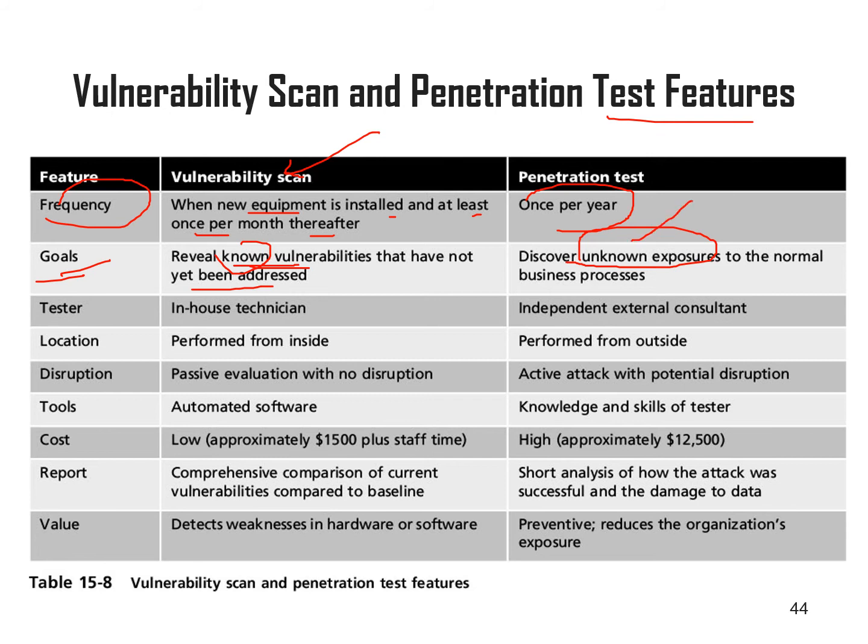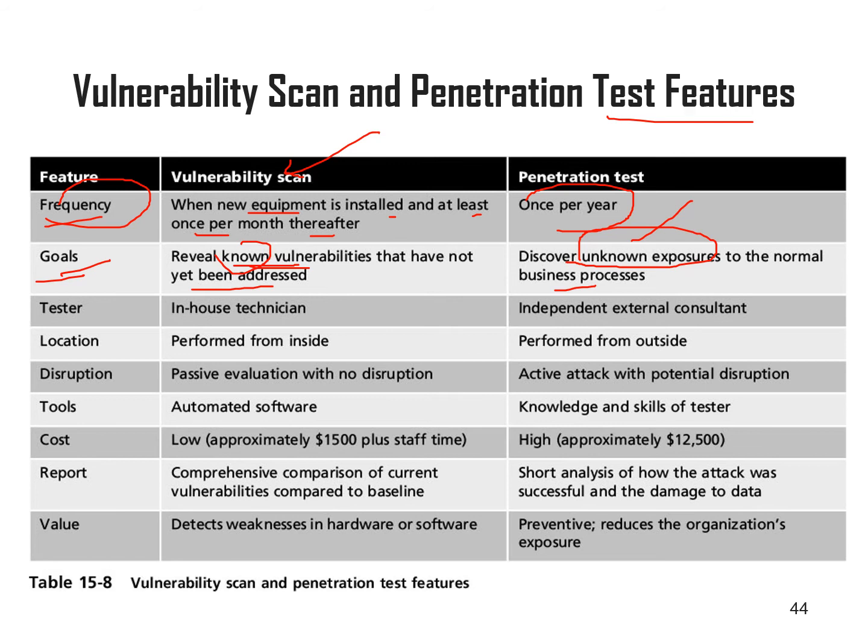Since pen testing is severe, it is done with the in-depth knowledge of the hackers and attackers. It is purely based upon the skill of an attacker and the skill of the tester. So it definitely finds the unknown exposure, the unknown vulnerability to the normal business process. So that is actually the frequency.